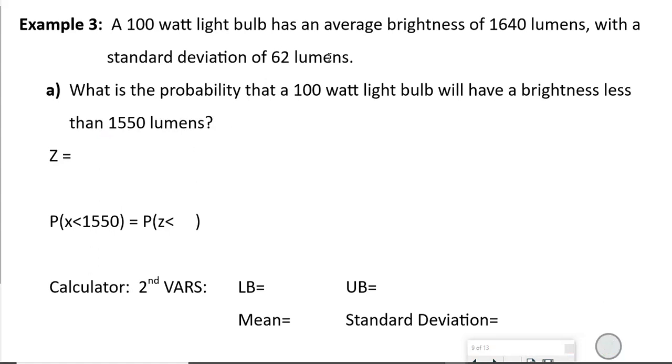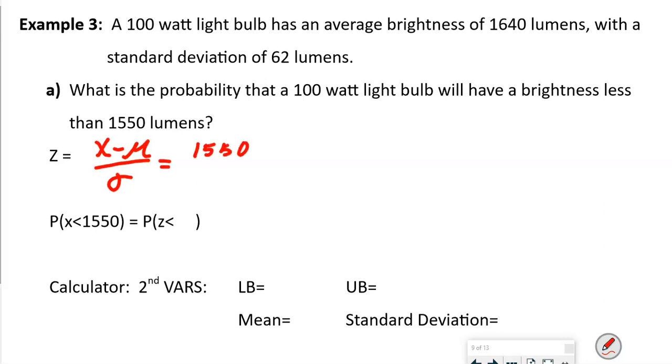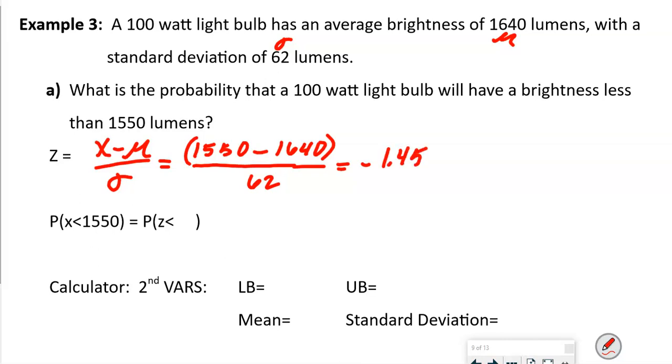So we're going to use our formula to find the z-score: x minus mu divided by sigma. Our x is going to be our 1550. We're going to subtract from it our 1640, because that's what it said the average was right up here. So that's our mu, and that's our sigma, and then we're going to divide all of that by our 62. When I do that, I got negative, because that's going to be a negative number up on top, so negative 1.45. So we know it's going to be below the mean.